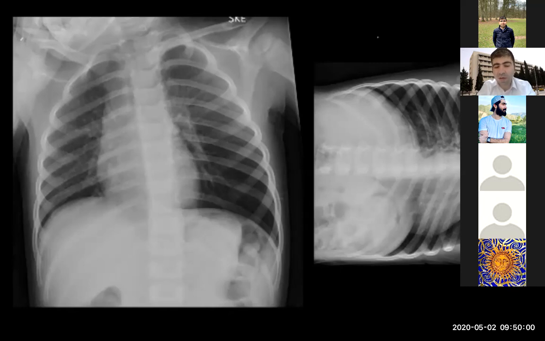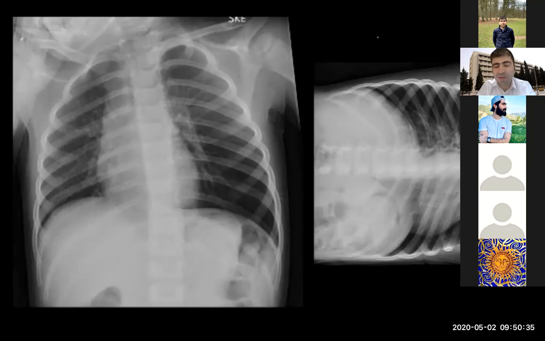So what do you think, abnormality in this side? Do you see any abnormality? Any density? Yes, doctor. So do you see in the decubitus X-ray any problem?